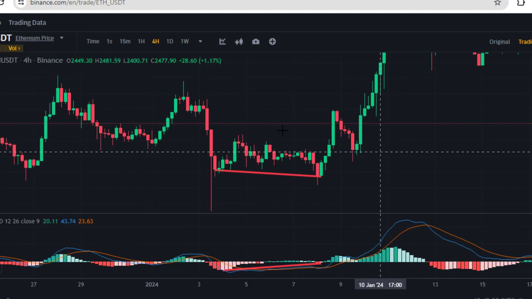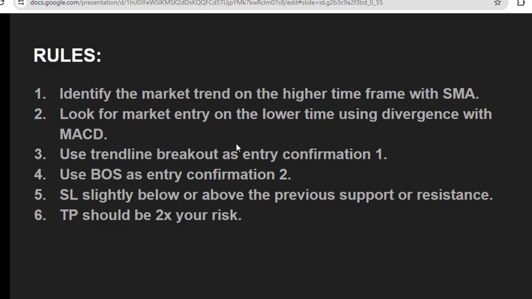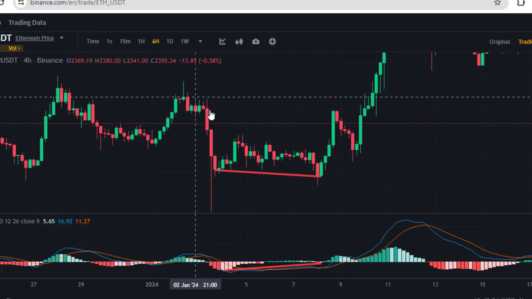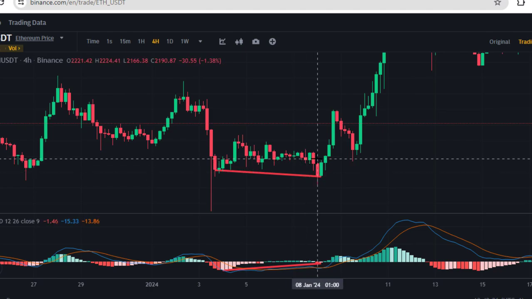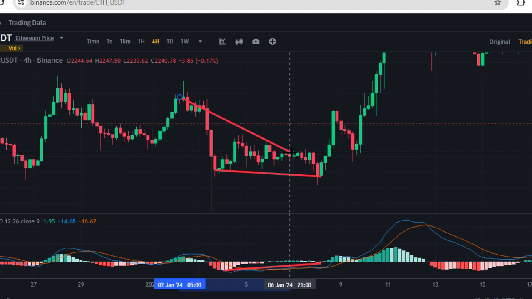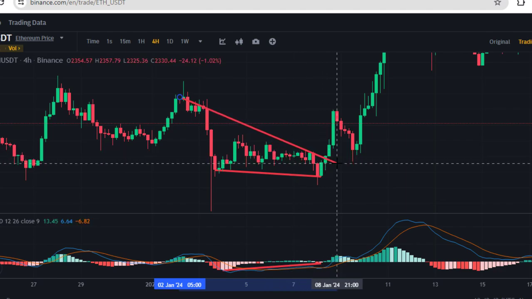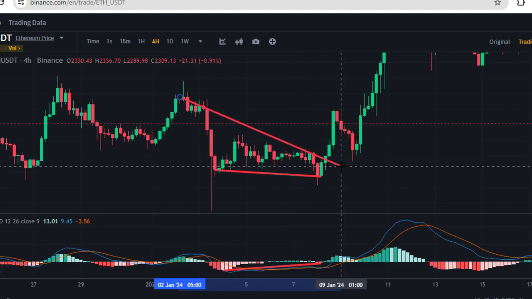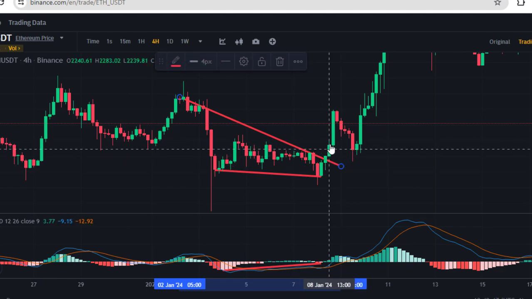So from here, the third rule is for confirmation. We want to use trendline breakout as entry confirmation 1 and break of structure as entry confirmation 2. What that means is you have to draw a trendline to confirm this divergence. So we draw a trendline from here to this area. This is where the market breaks out of this trendline with this candle right at this point. Then afterward, the market moves upward.